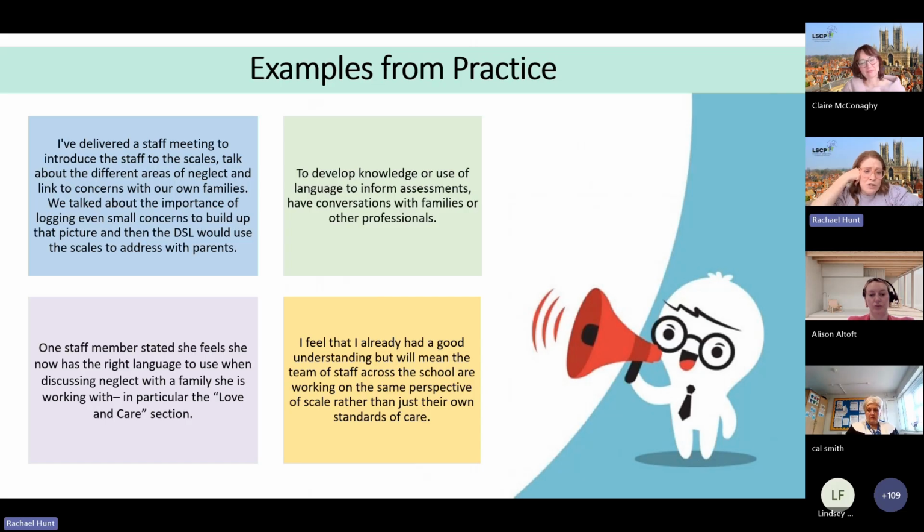And then we also heard that people were saying they already had a really good understanding, but that they were able to go away and think how they could have a bit of a benchmark across the school about everyone's shared understanding and standards of care, which is the point I was making before.